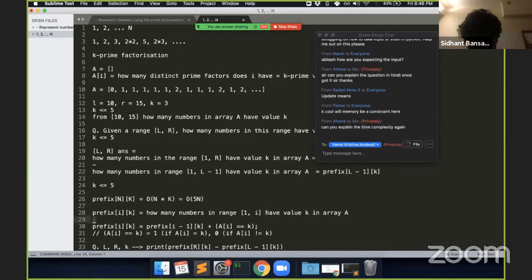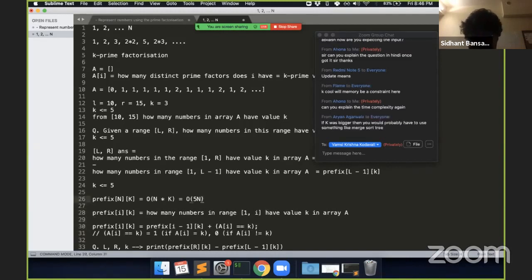And so you have this recurrence. And now the complexity is what? It depends on the dimensions of the two things, basically how many values are being calculated here. So it's going to be order n times k. That's how many values are calculated, and that is equal to n times 5 because k is less than or equal to 5.